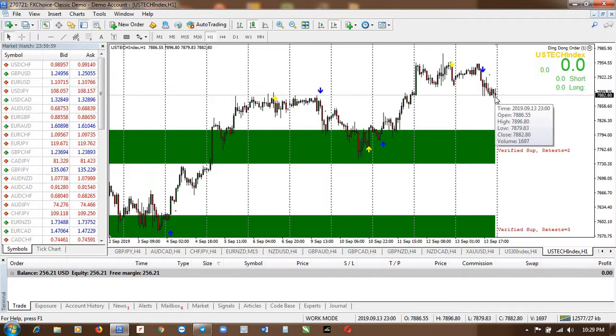Are you getting it? So mainly what you should be focusing on is the yellow and the blue arrow coming from either the support or from the resistance. I hope you get me, guys. You can just check on any pair.